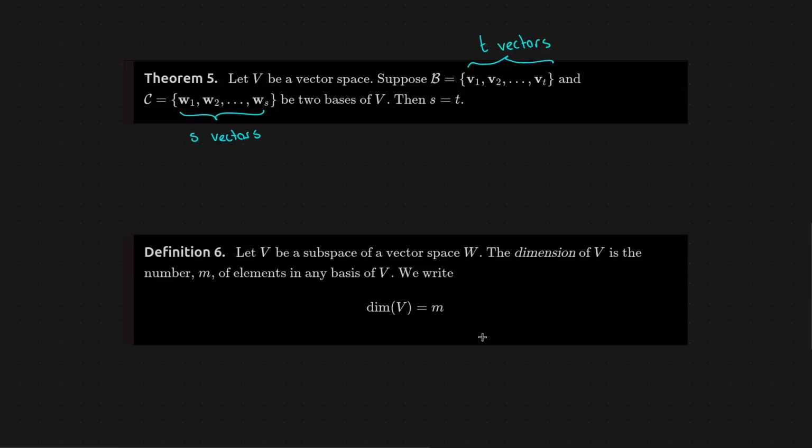And let's add one more definition. Let V be a subspace of vector space W. The dimension of V is the number of elements in any basis of V. So for any vector space, the dimension of the vector space is defined to be the number of elements in any basis.